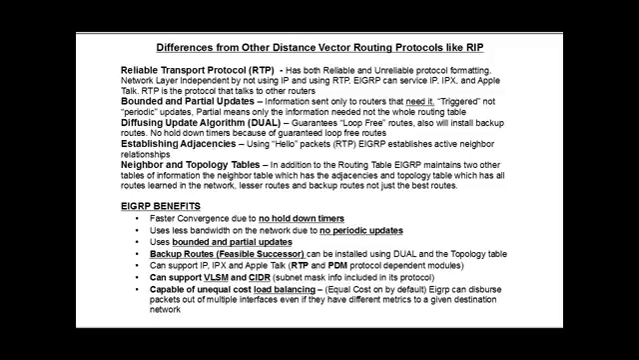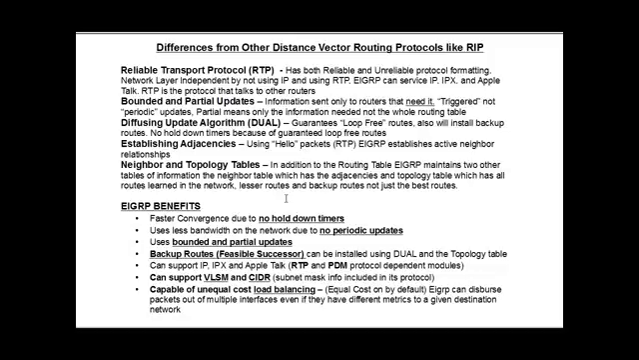EIGRP establishes adjacencies or neighbor relationships with other routers. It uses hello packets. That's once again the RTP protocol. It establishes these active neighbor relationships with the neighbor routers.